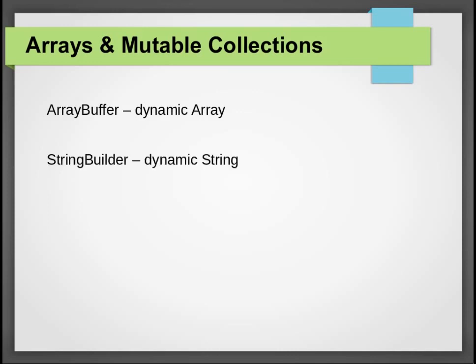The next is string builder. Just like an array buffer is used to create mutable arrays, a list buffer is used to create mutable lists, a string builder is used to create mutable strings. String builders are so commonly used that they are already imported into default namespace. You can instantiate it by using new string builder. That covers all the collections.